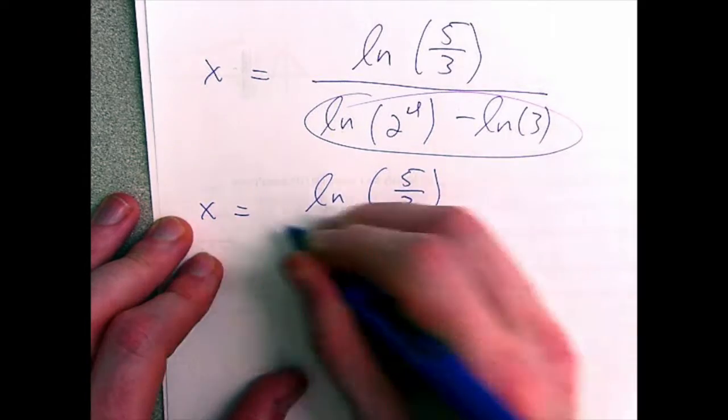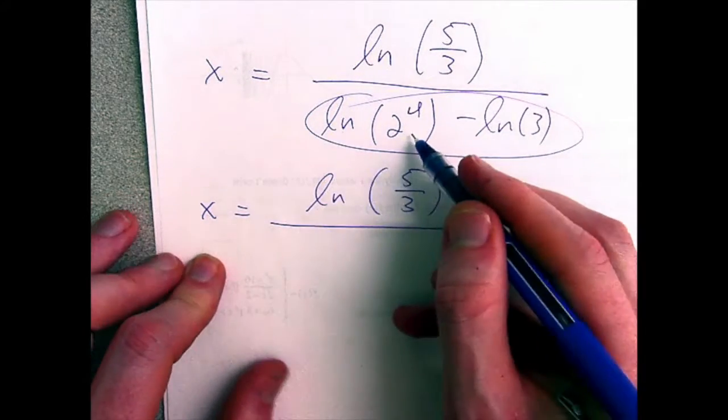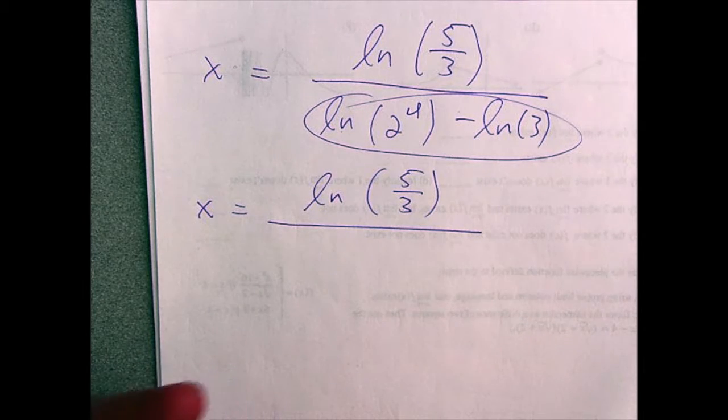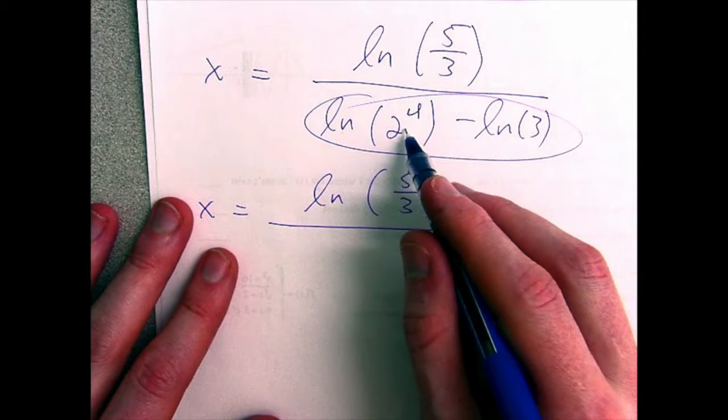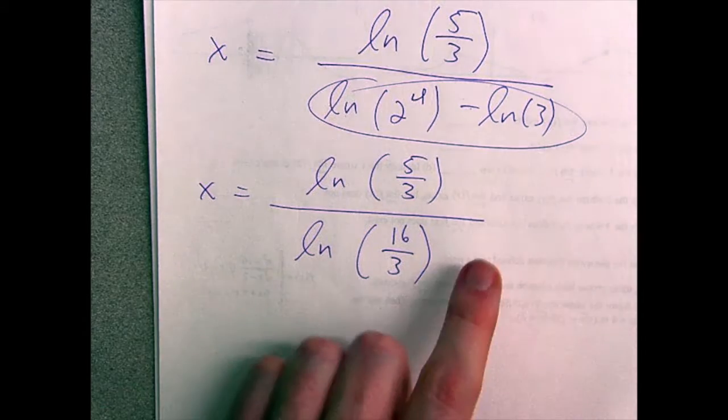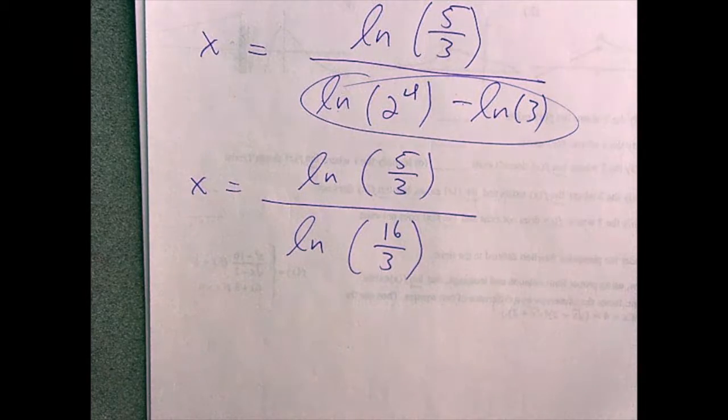So this, of course, 2 to the 4th is, what is it? 2, 4, 8, 16. It's natural log of 16, right? So this is natural log of 16 minus natural log of 3, which is, of course, natural log of 16. With the change of base formula, we can actually rewrite this as a single logarithm.